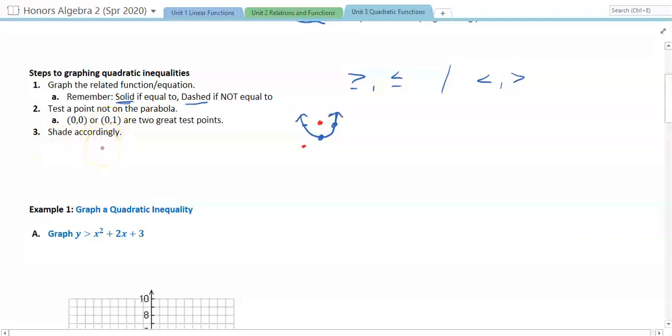If we find that this point here works, then we're going to shade in here. But if that point doesn't work, and we test this other point that's out here, then our shading is on the outside of the parabola. We'll test those out as we look at a few of these problems today.